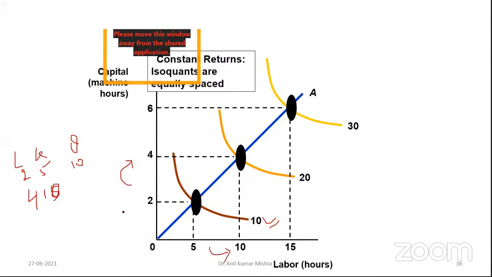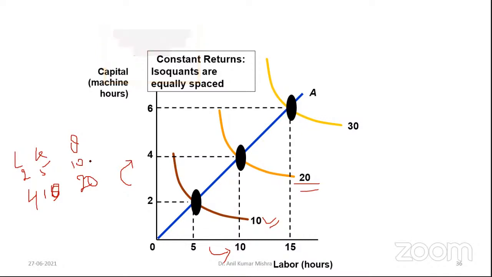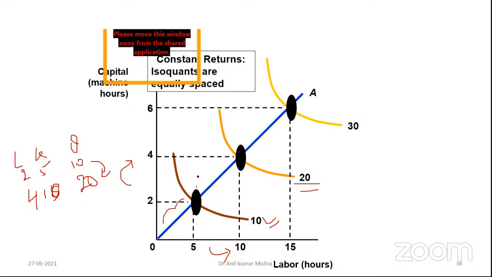Then what happened to the output? Output increases to 20. So as the output increases to 20, that's called constant return to scale. That means output increases 2 times, input also increases by 2 times. So the same proportion, if it is a constant proportion, we can say it is a constant return to scale. And what is the distance? We can mark the distance to remain the same.